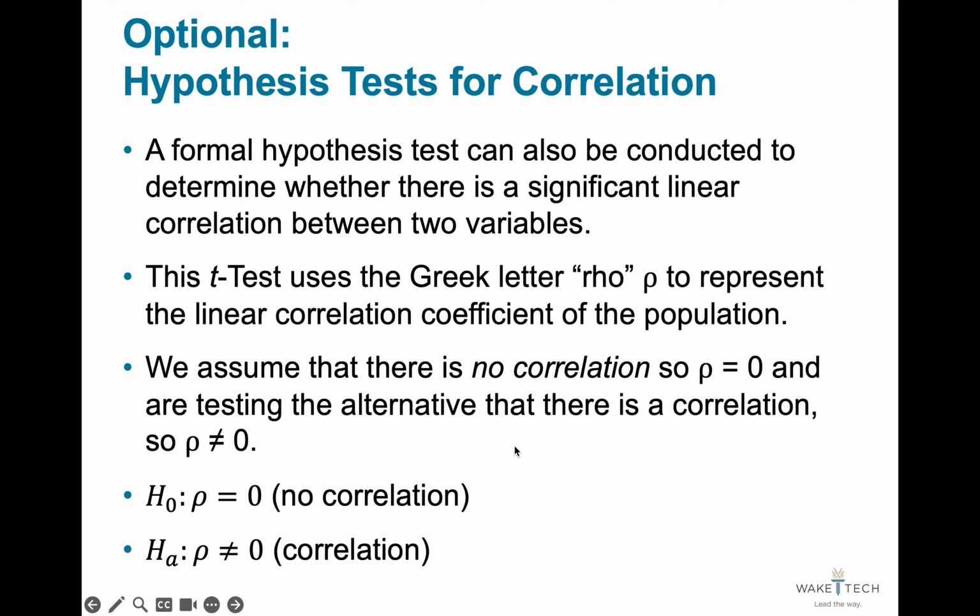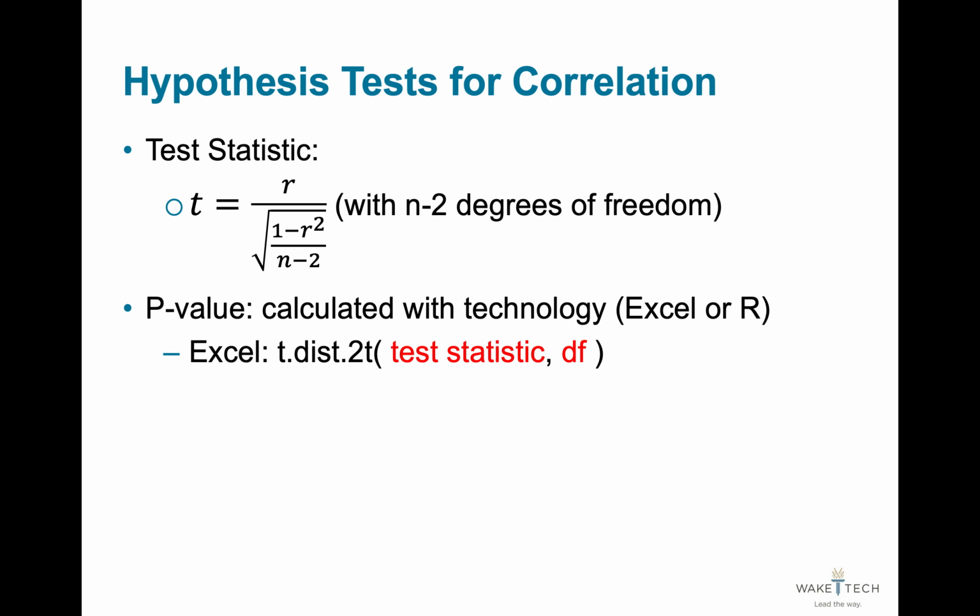Now, what we assume is that there's no correlation between the two variables. So if there's no correlation, then that correlation coefficient would be 0. We are also testing the alternative hypothesis that there is a correlation. So if there is a correlation, then it's just not 0. You could test to see if there's a positive correlation or a negative correlation if you want, but for right now, we're just looking to see, is there some type of linear relationship between these two variables?